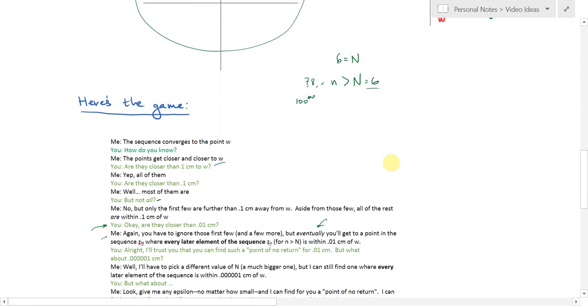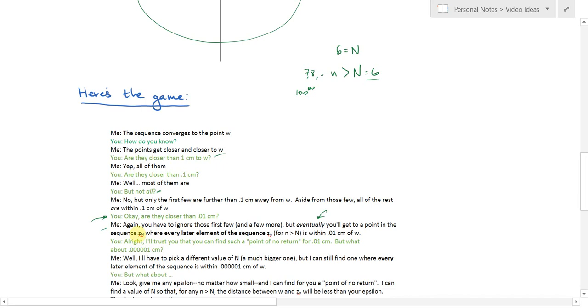So there's a sort of point of no return here, and that's where this dialogue comes from. Again, there's this point in the sequence z sub n, this point of no return, where every later element of the sequence, z sub little n for little n greater than capital N, is within 0.01 centimeters of w. And you say, all right, I'll trust you that you can find such a point of no return for 0.01 centimeters, but what about 0.0001 centimeters?